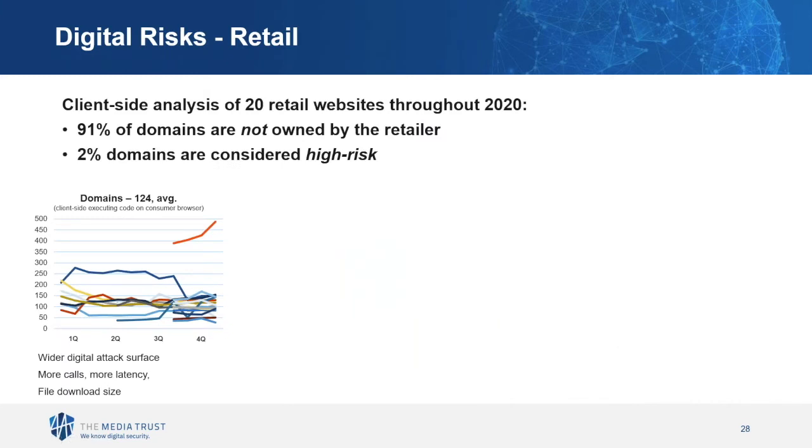So, the actual digital risks of retail. We did an analysis of 20 retail sites throughout 2020. What we found was that 91% of domains are not actually owned by the retail site, and 2% of the domains that we found are considered high risk. Looking at the group of sites on average, there are 124 domains. With the greater number of domains, there's a greater amount of risk because of a variety of things those domains can bring: more network calls, greater latency, higher file download size, etc.